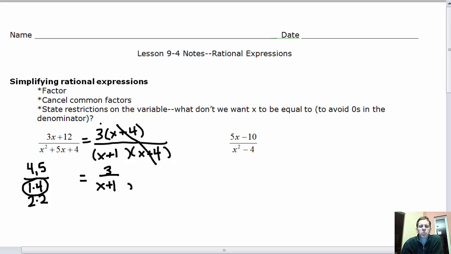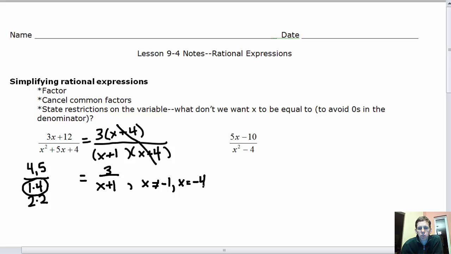Now we're also going to state restrictions on the variable, what we don't want x to be equal to, to avoid zeros in the denominator. In this problem, obviously we don't want x to be equal to negative 1, because then we would get 0 in the denominator. In addition, at some point we also had this x plus 4 in the denominator. That means we also don't want x to equal negative 4, because if it equaled negative 4 at the beginning of this problem, we'd be dividing by 0 as well.